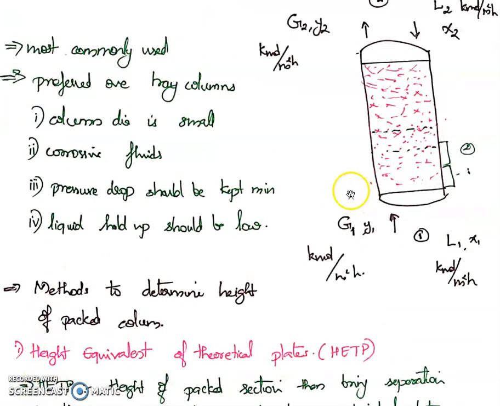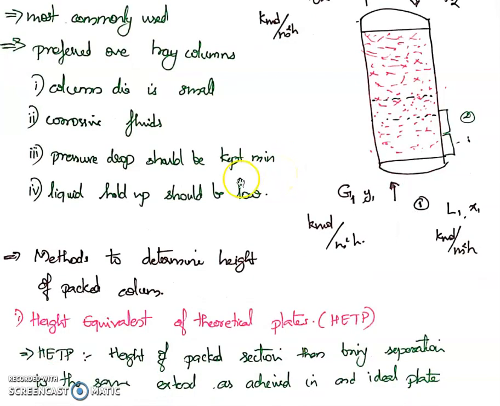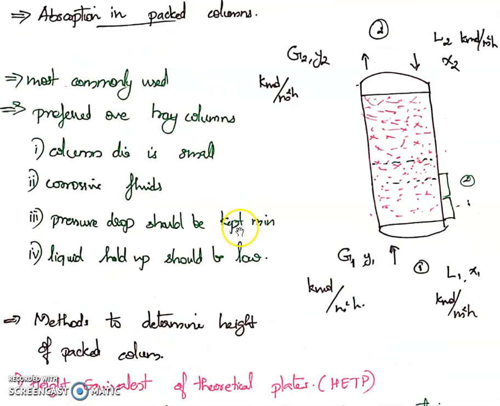Since we do not have any tray, we will take a theoretical approach to find the height of the column. The method is known as height equivalent of theoretical plate. What we will do is divide the entire column into a number of sections, calculate the height of one section, and also calculate the number of sections required. The height of one section multiplied by the number of sections will give you the total height of the column.